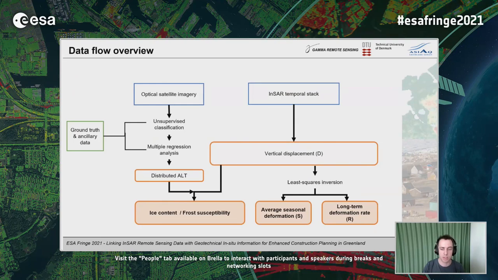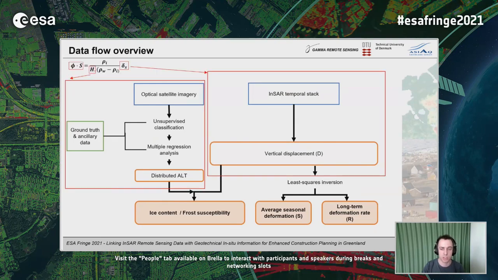So that's the general approach. You see here we use the InSAR temporal stack to get vertical displacement. Of course, what I showed before was the line of sight. We used the simple assumption that in the flat areas we mainly have the vertical motion component, to project our data accordingly in the vertical.